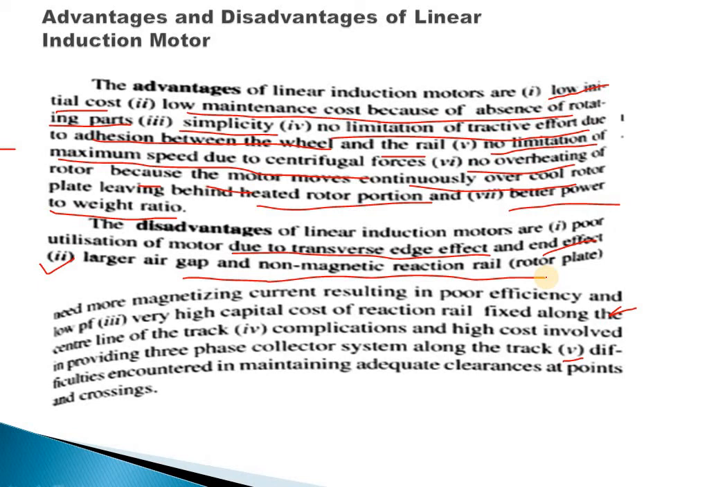Thirdly, it needs a very high capital cost of the reaction rail fixed along the central line of the track. And fourthly, complications and high cost are involved in providing a three-phase collector system along the track. And fifthly, difficulties are encountered in maintaining adequate clearance at points and crossings. Those are the main disadvantages of linear induction motor.